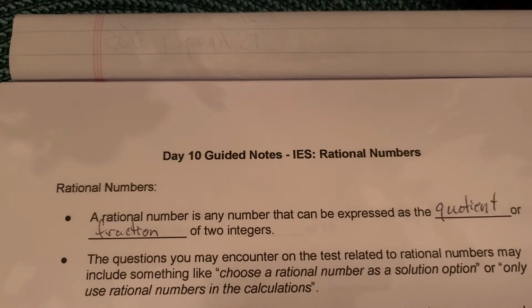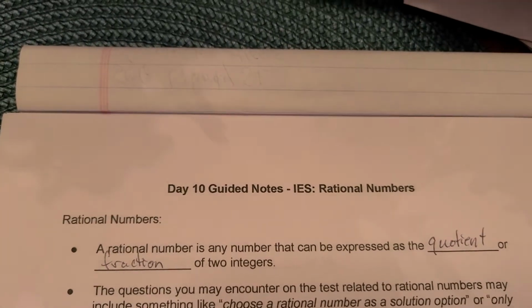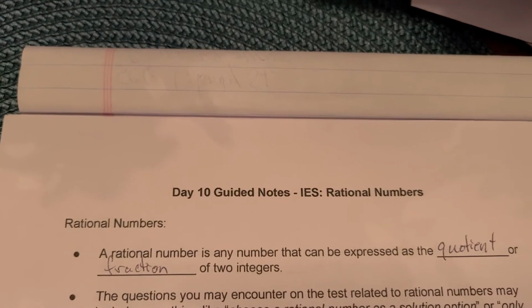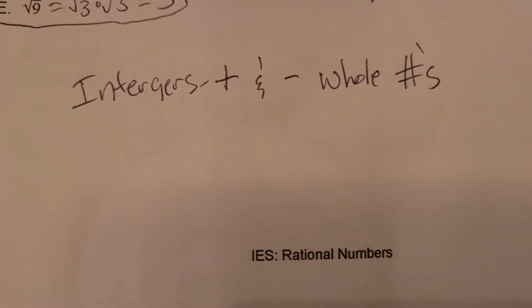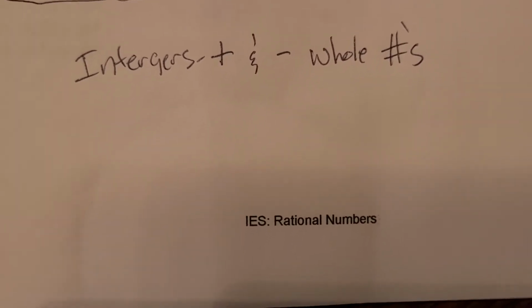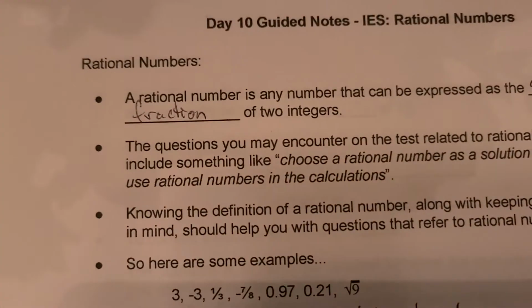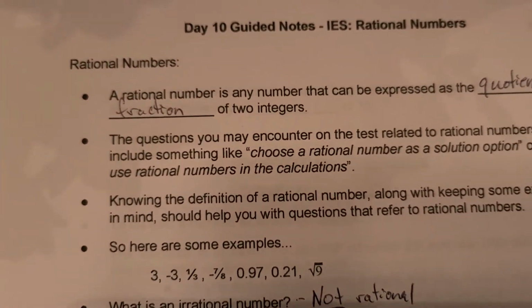A rational number is any number that can be expressed as the quotient or fraction of two integers. An integer is a positive or negative whole number, like -5 or 23. Rational numbers are when we start getting things like decimals and fractions.